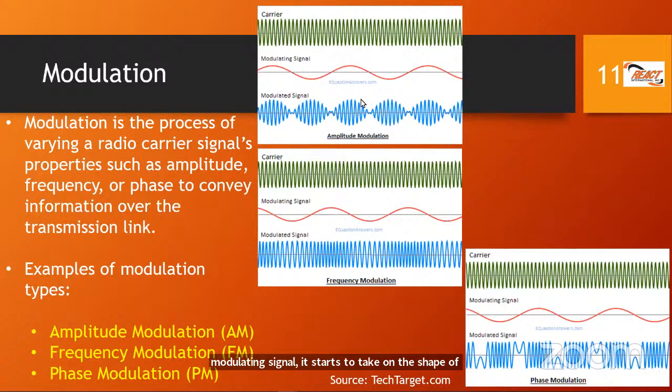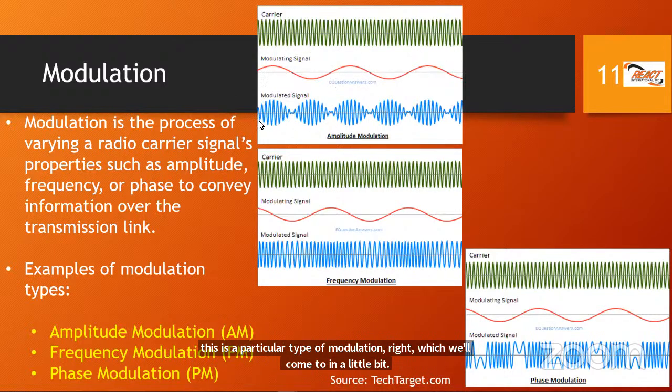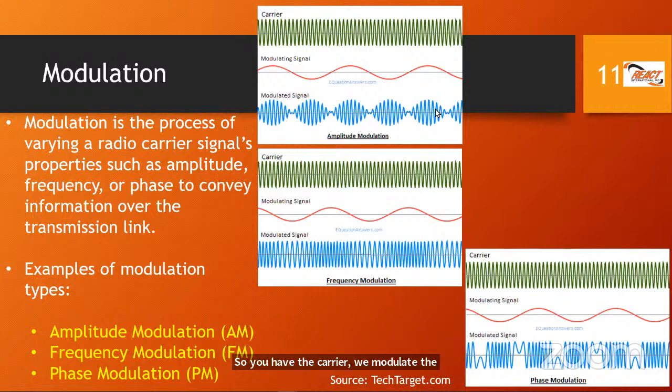And this is a particular type of modulation, which we'll come to in a little bit. So you have the carrier, we modulate the carrier, and then we end up with a modulated signal. And there are different types of modulation. As ham radio operators, as amateur radio operators, we need to be quite familiar with the various types of modulations that we have access to and modes of operation.